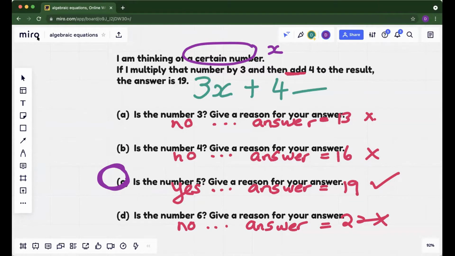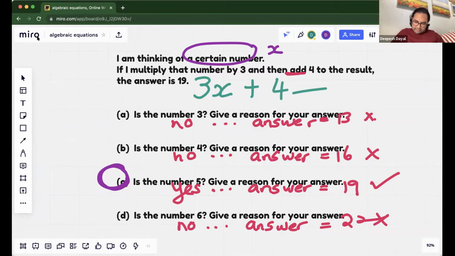Okay, so 3x plus 4 equals 19, right? So that is the answer. And yeah, well done. And then we just plug in values in the place of x. Okay, well done, everybody. That's really great. You people are doing really well, and you're able to convert the words into an equation.